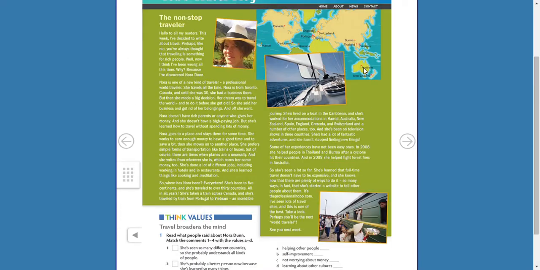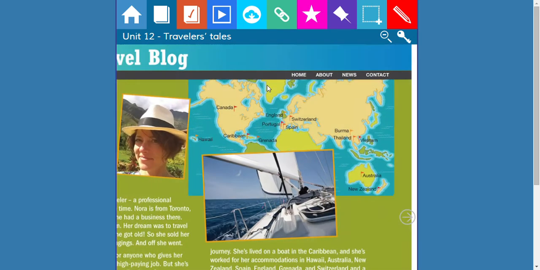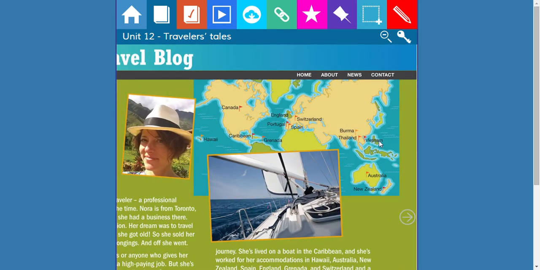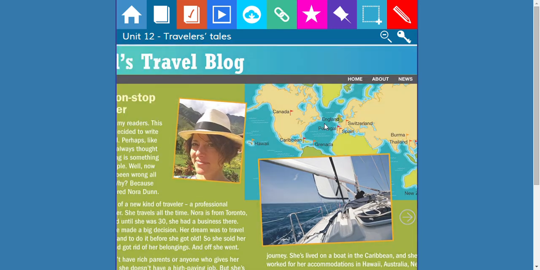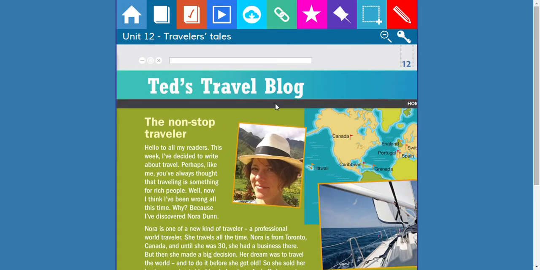Here are the pictures, no? There is a girl, there is a boat, there is a train, and there is a map. For example, it says Canada, Hawaii, the Caribbean, England, Portugal, Granada, Switzerland, Spain, Burma, Thailand, Vietnam, Australia, and New Zealand. So look at these flags. She's going to travel to all of these places, no? And I said that's a travel blog.